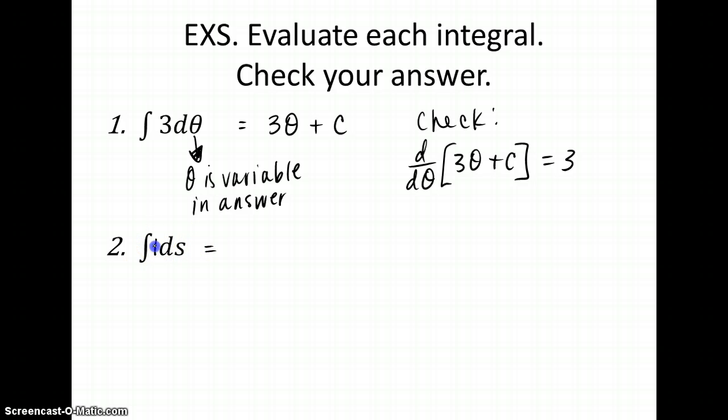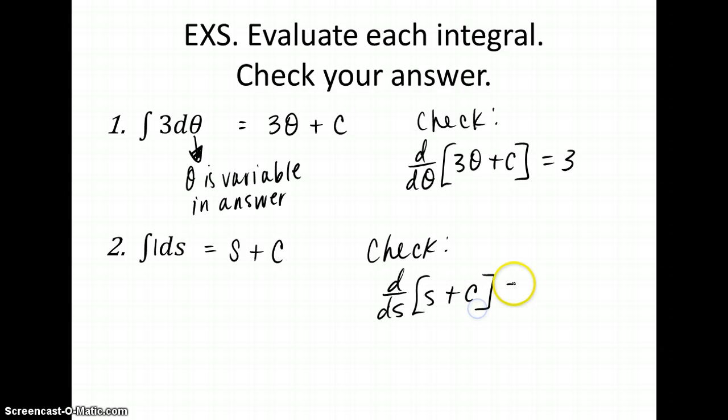What's the integral of ds? Well, this is really the integral of 1 ds. So what's the integral of 1? Just s plus c. Check your work. The derivative with respect to s of s plus some constant would just be 1. And that, again, is our original integrand.